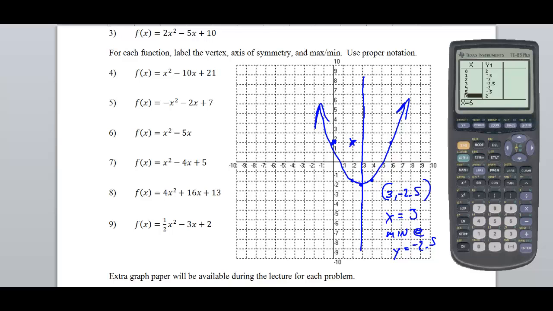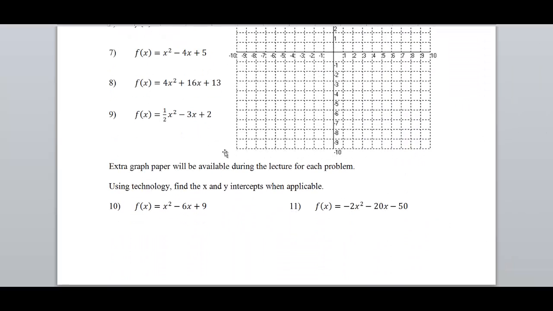All right, time to do 2 more problems down here, and we're going to use the power of the graphing calculator to make this happen. Using technology, find the x and y intercepts where applicable. Well, we already know the y-intercepts because these are the numbers that are here and here, but we're going to find the x-intercepts from the calculator.